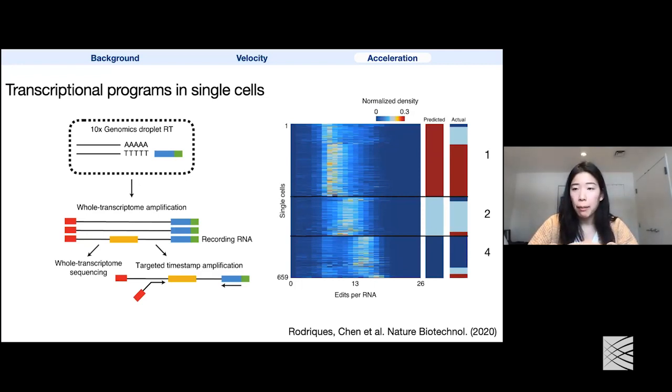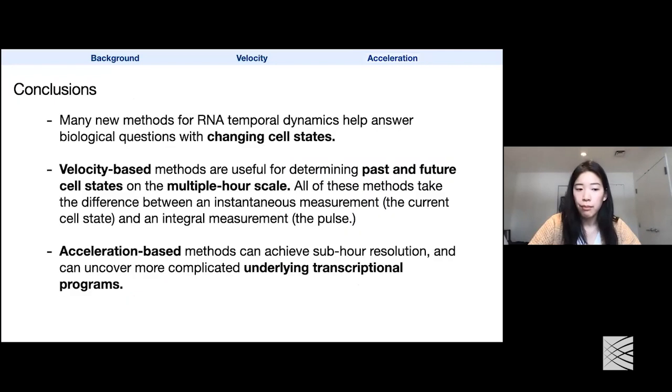So our lab is working on developing a mouse for in vivo experiments and multiplexing this analysis to multiple genes and to various other cellular events. But I think the takeaway here is that this idea of measuring programs and acceleration is a space that we'll see a lot of tool development in the coming years. So in conclusion, I think there are many new methods for RNA temporal dynamics that can help answer biological questions with changing cell states. And velocity-based methods are really useful for determining past and future cell states on the multiple hour scale. All these methods take the difference between an instantaneous measurement, which is the current cell state, and an integrated measurement building over the pulse.